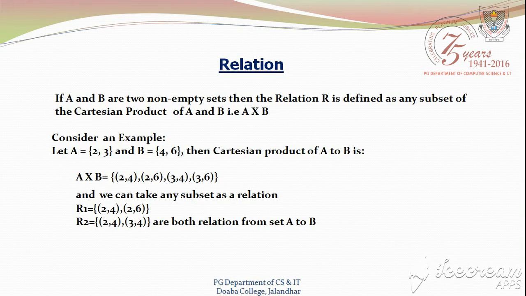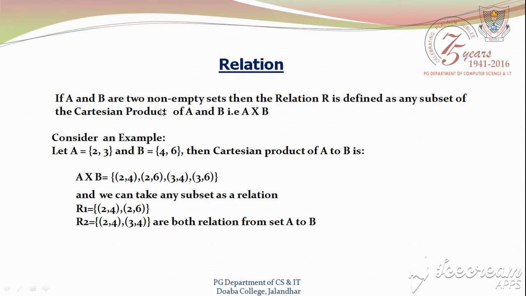Next is the definition of relation. If A and B are two non-empty sets, then the relation R is defined as any subset of the Cartesian product of A and B. Now, it is clear that if we want to find the relation from sets, we should be clear about the Cartesian product and the total subsets that a set can have.